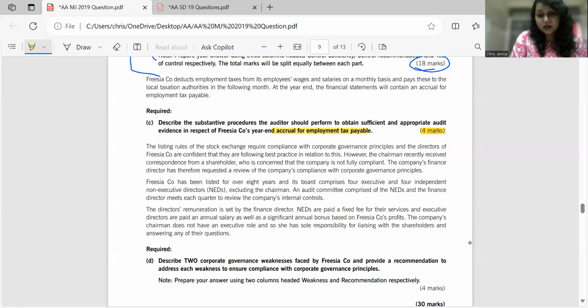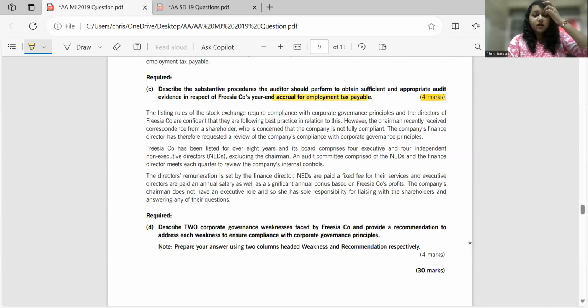Now going to the last part. So this one: describe 2 corporate governance weaknesses faced by Frisia company and provide a recommendation to address each weakness to ensure compliance with corporate governance principles. Okay, so again, it's going to be 4 marks. You have to give two things, that is, the weakness and the recommendation. They have already asked you for two corporate governance weaknesses. So for one weakness that you identify, it's going to be 2 marks, which means if you list out the weakness, it's going to be 1 mark, and the recommendation to address the weakness will be 1 mark, right?